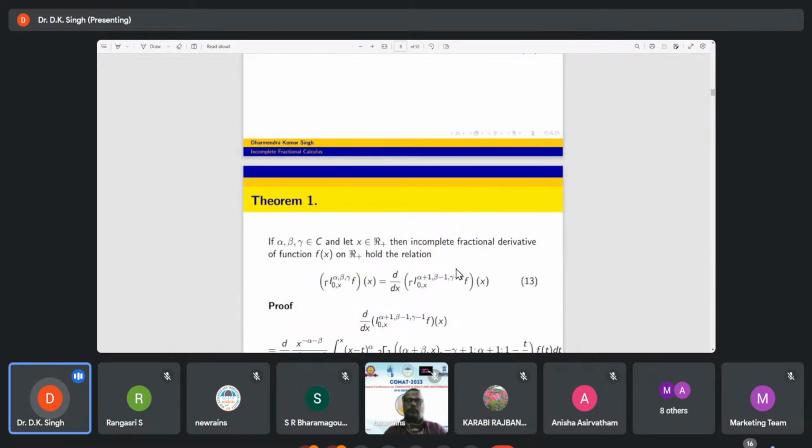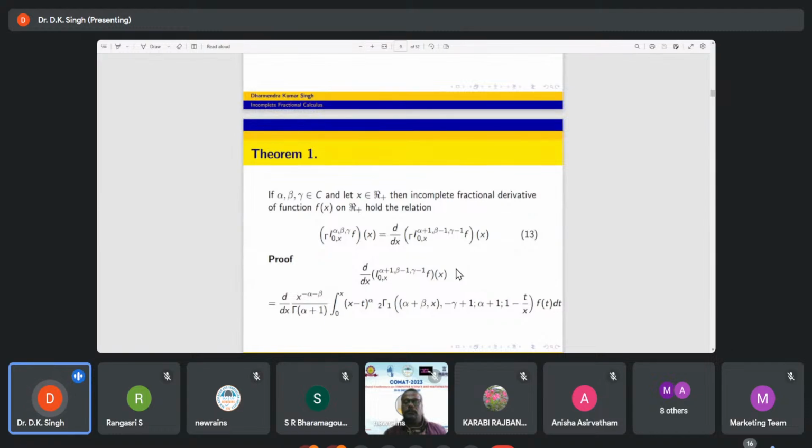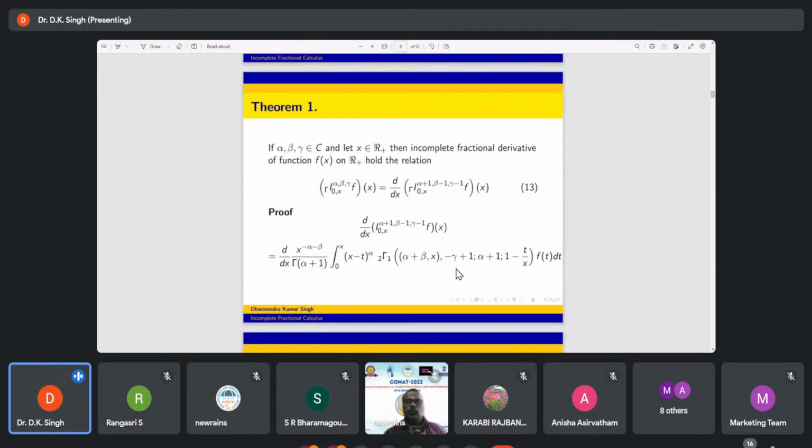If alpha, beta, gamma belong to the complex numbers, and let x belong to the reals, the incomplete fractional derivative of the function f of x holds the relations. This formula I have already shown in a previous slide. Our incomplete fractional integrals can be represented in derivative form, so that's why I am representing this incomplete fractional integral in a derivative form. We can say that integration is the inverse process of differentiation, and we can use this process to calculate the formula. So we are using the derivative form, and I'm choosing the right hand side to prove this theorem.